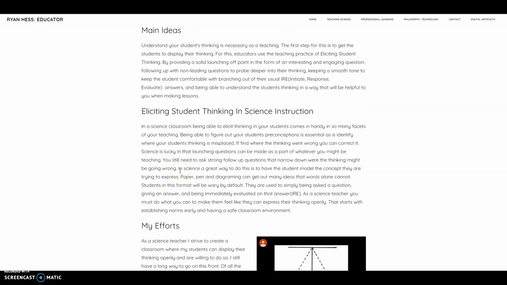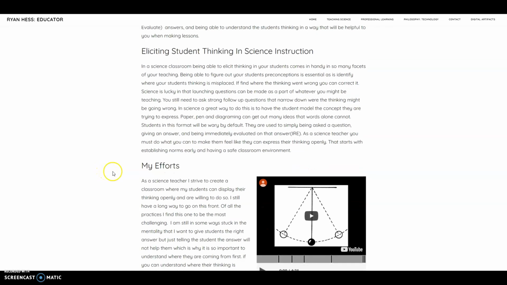But the idea here is that you don't want to just give your students the answer. In order to do that, you need to use non-leading questions to probe deeper into their thinking and make sure that the student is comfortable sharing their ideas. Now, you can do this through having classroom norms or a safe classroom environment. But in a science classroom, it's very important to be able to elicit student thinking.